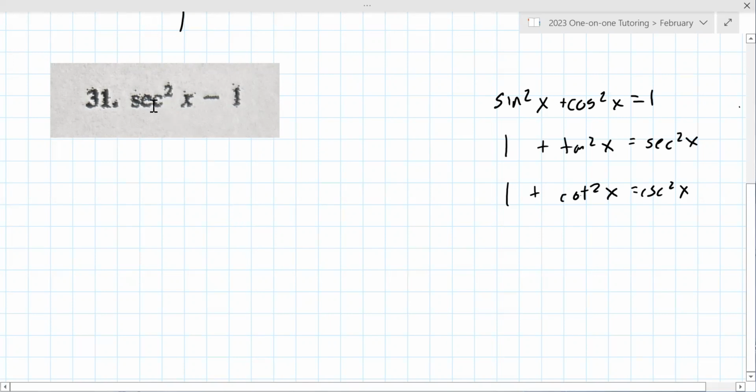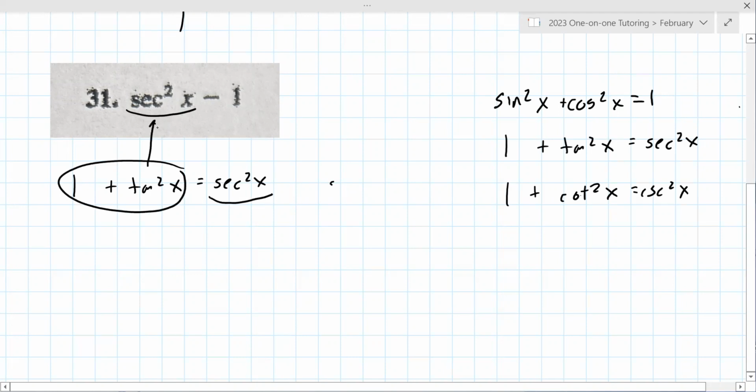So what they're expecting you to recognize is when you see a squared, you're supposed to go for the one that kind of matches it. So this would actually be off to the side, but because it's already solved for secant squared, you can put this 1 plus tangent squared in for secant squared. So you're replacing secant squared with 1 plus tangent squared x, subtracting 1, and you can see that the 1's cancel and you're just left with tangent squared x.